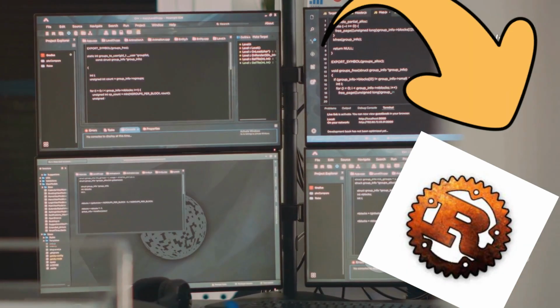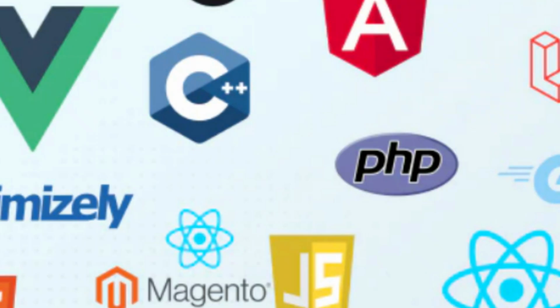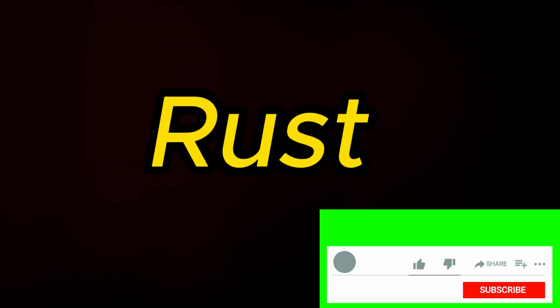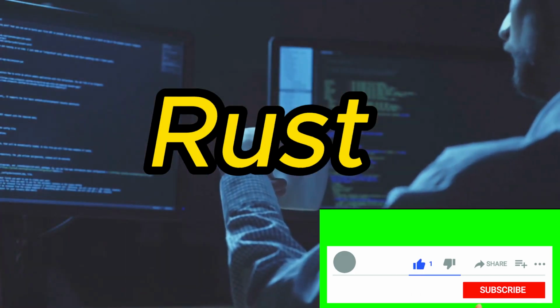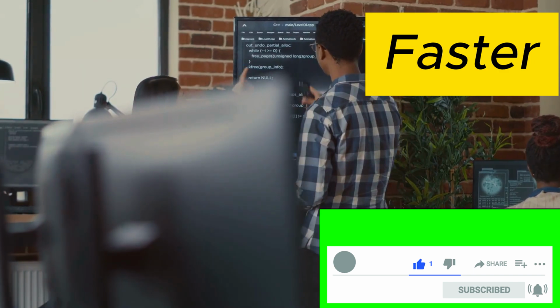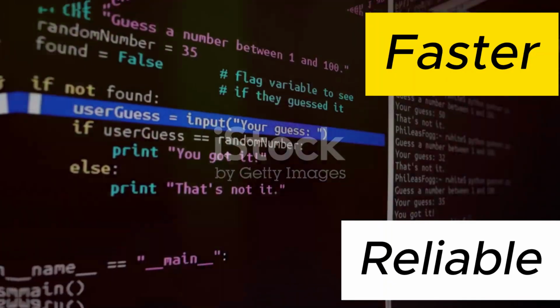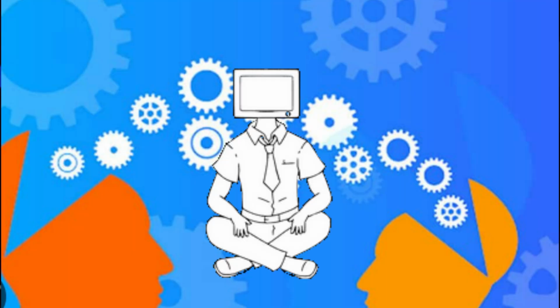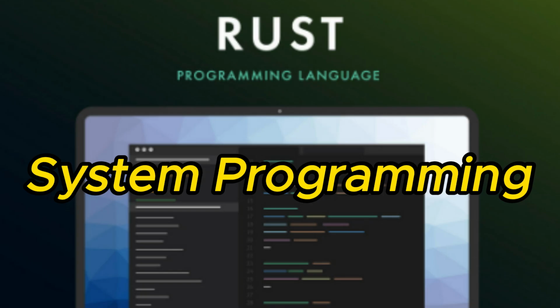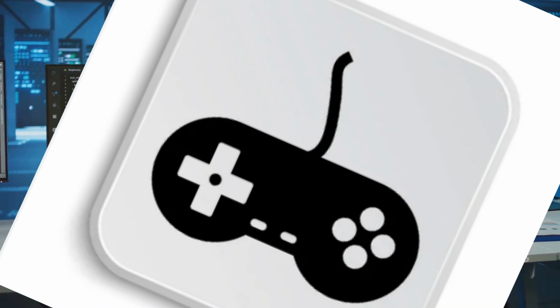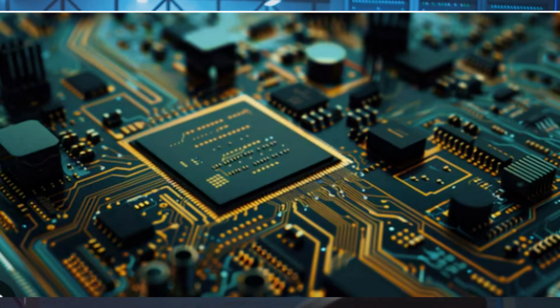Have you ever been frustrated by slow, buggy code that crashes because of memory issues? What if I told you there's a language that gives you the speed of C++ without the headaches? In this video, we're diving deep into Rust, the programming language that's fast, reliable, and becoming a favorite among developers. So what is Rust? Imagine building powerful software without constantly worrying about memory errors or race conditions. Rust is a systems programming language that's suitable for projects like game engines, web servers, or even embedded systems.